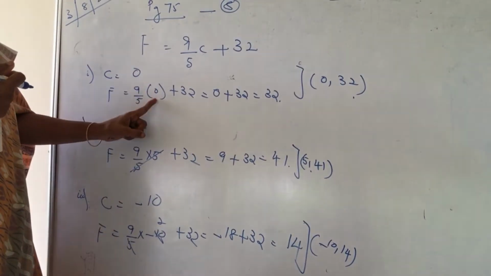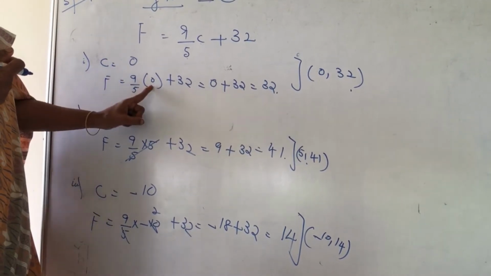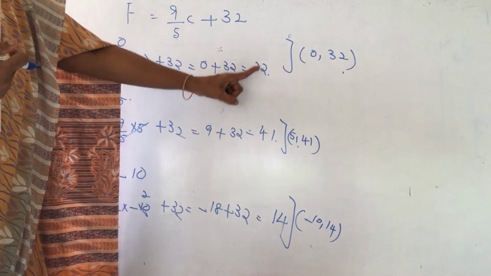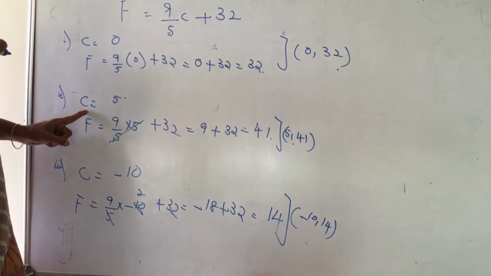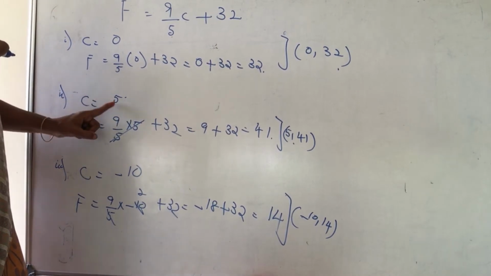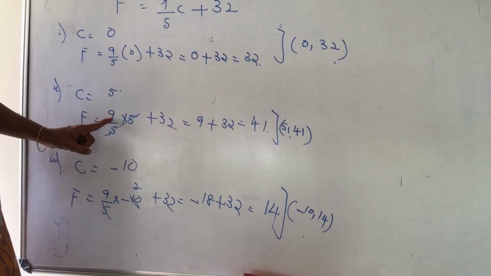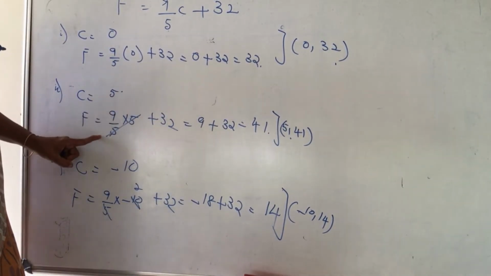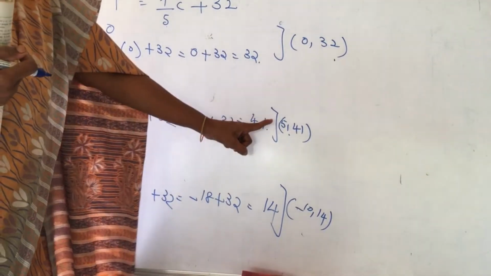The first value, C is equal to 0. 9 by 5 into 0 is 0. 0 plus 32 is 32. The first pair is 0, 32. Second one, I have taken C is equal to 5, children. F is equal to 9 by 5 into 5 plus 32. 5 and 5 gets cancelled. 9 plus 32 is equal to 41.